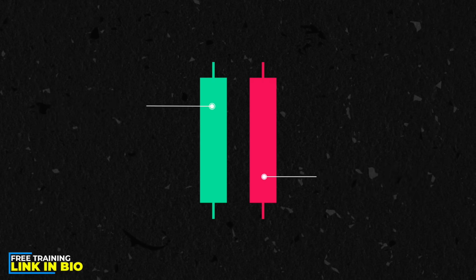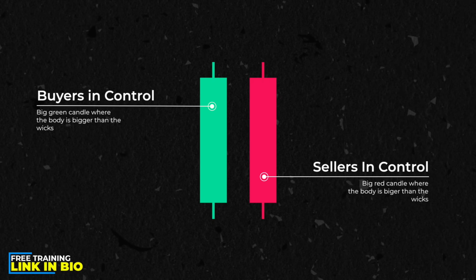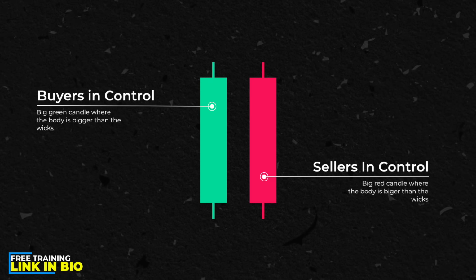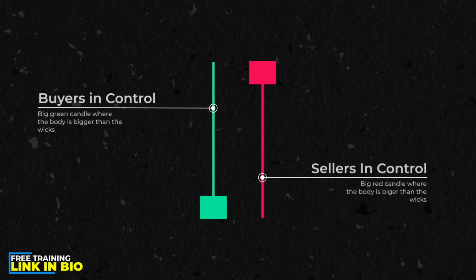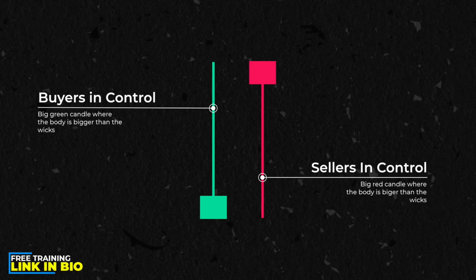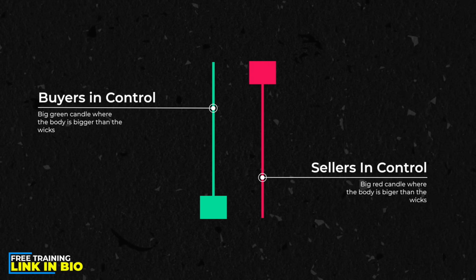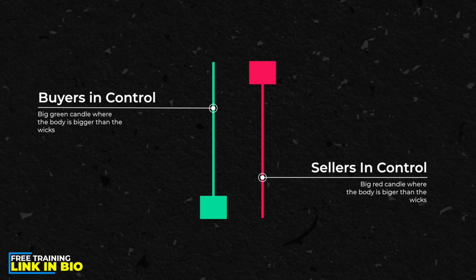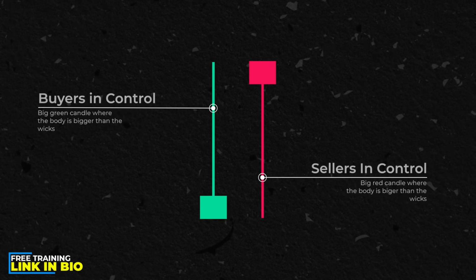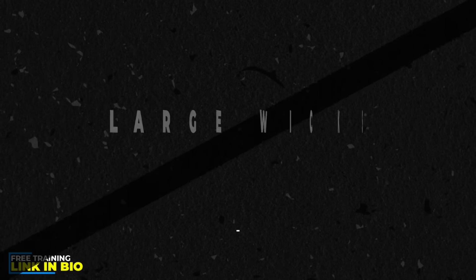When the candle's body is relatively bigger than the wicks, it shows that either the buyers or the sellers were in control. On the other hand, when the body is smaller than the wicks, it shows that there was much less control from either side. It was a tough contest between buyers and sellers.